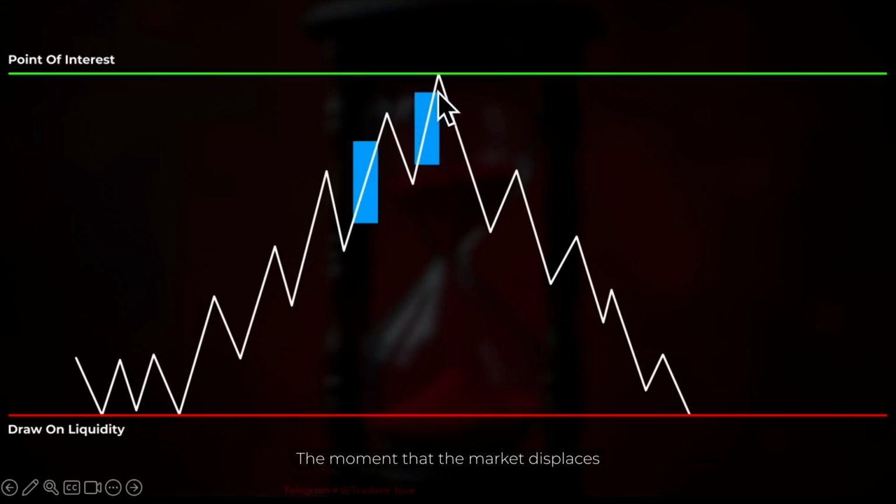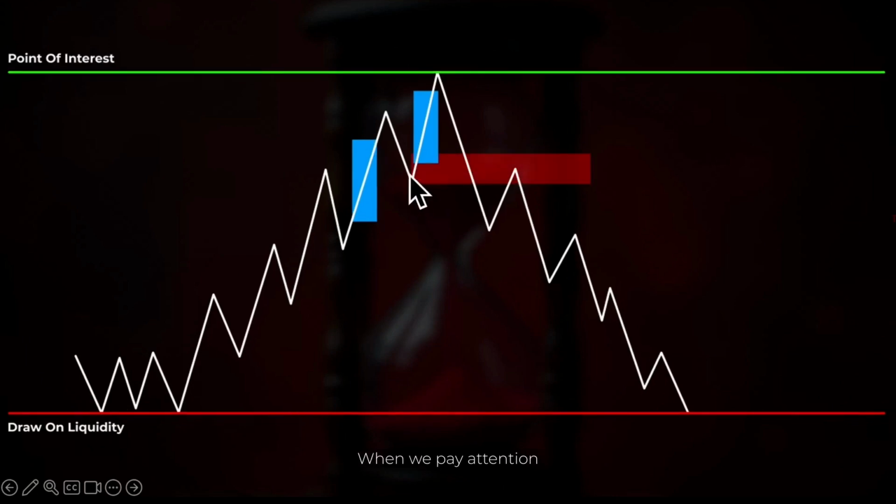The moment that the market displaces below that imbalance and we begin to see this discount array fail to function as support on price, we can anticipate that it's likely going to function as resistance on price moving forward, and that the order flow changes from bullish to bearish, especially considering the fact that your draw liquidity is down here.